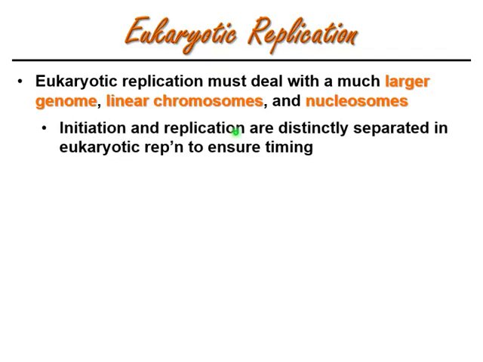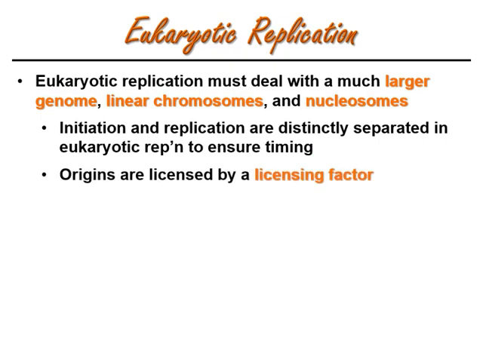So initiation and replication are distinctly separated in eukaryotic DNA replication. That is to ensure timing, and it's also to help deal with all of these extra obstacles that we have. Origins, I mentioned before, are licensed by licensing factor. So remember when I was saying the linear chromosome, I showed you 3 origins of replication and they didn't all start at the same time? That's because licensing factor determines when you're going to start.